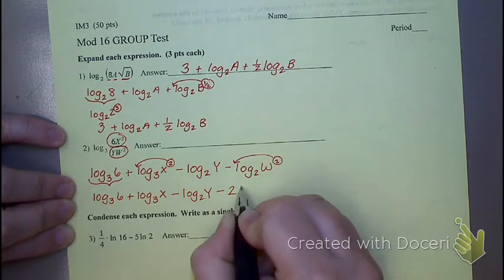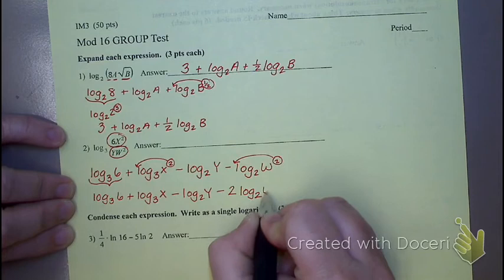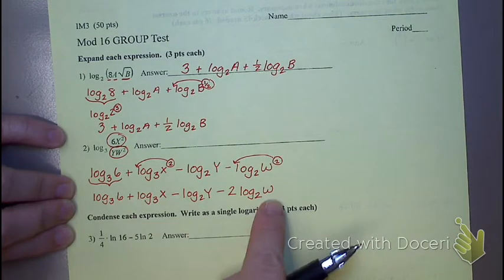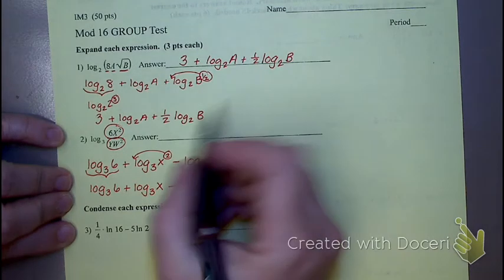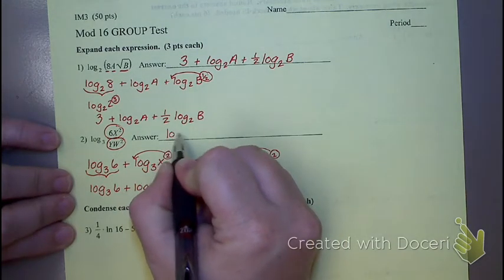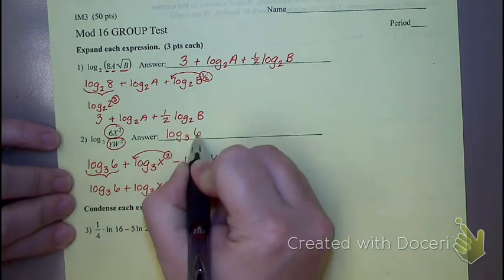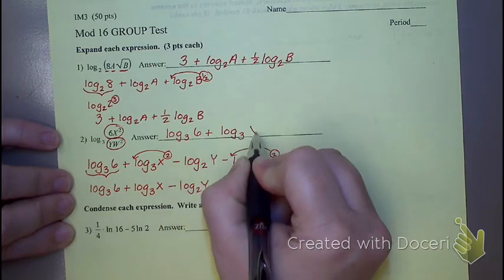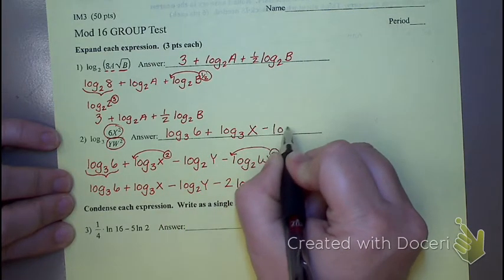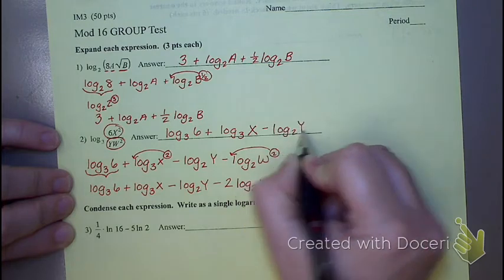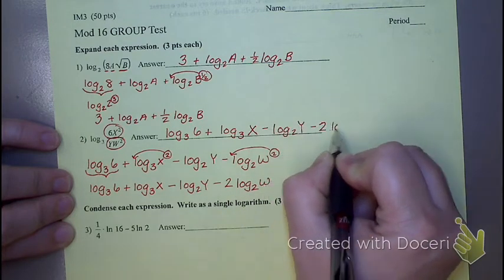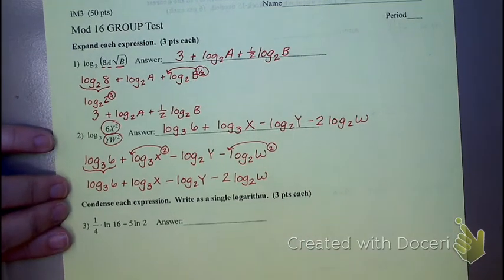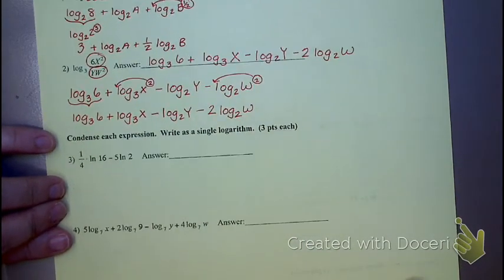And then I have 2 log base 2 of w. And I think that's my final answer. Every number or letter has its own log, so we are fully expanded. So I'm going to write log base 3 of 6 plus log base 3 of x minus log base 2 of y minus 2 log base 2 of w. Okay? All right, moving on to the condensed problems.